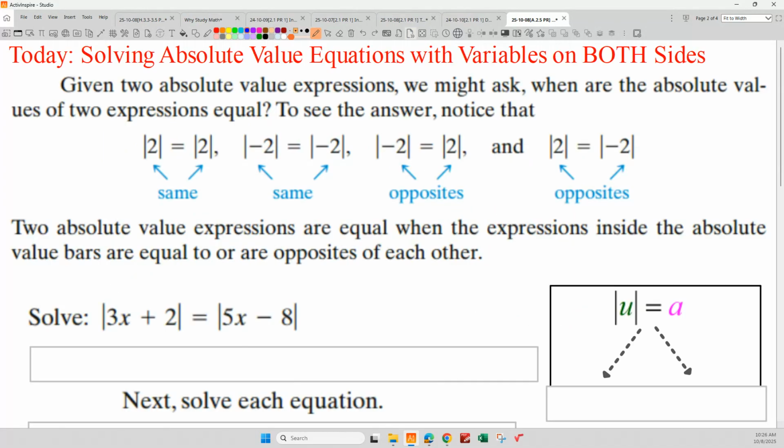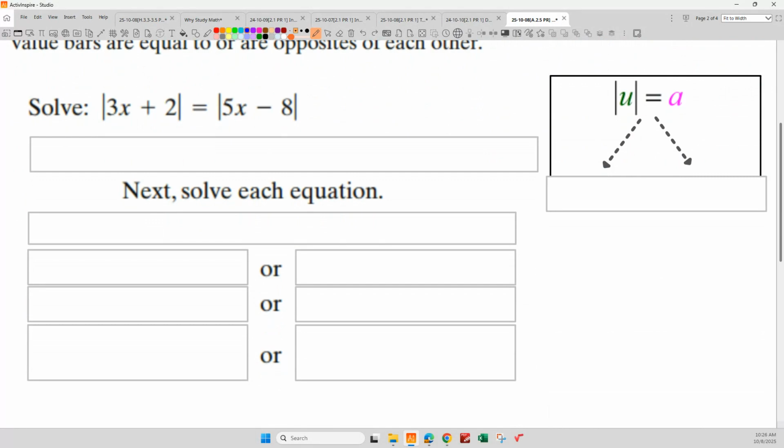All right, what's different today? Well, today we're going to look at situations like that. What if I've got variables on both sides of the equation? Now we're going to look at two cases. The first one is, what if I have an expression inside absolute value bars on the left side of the equation and another expression inside absolute value bars on the right side? Okay, I want you to look at some patterns here first.